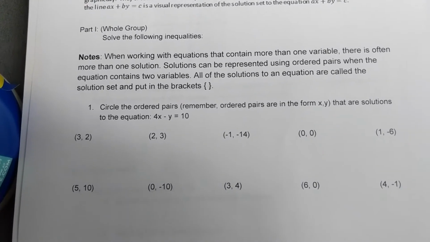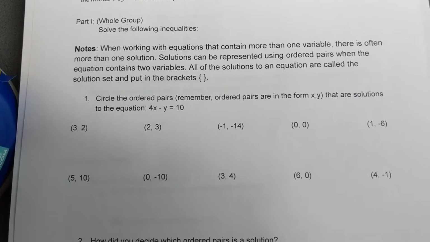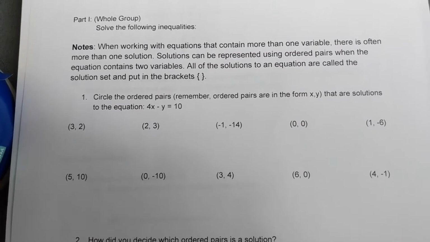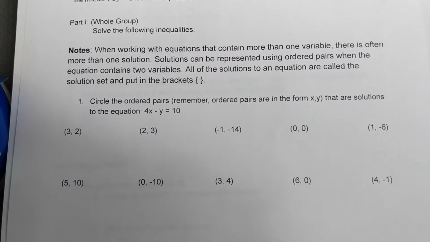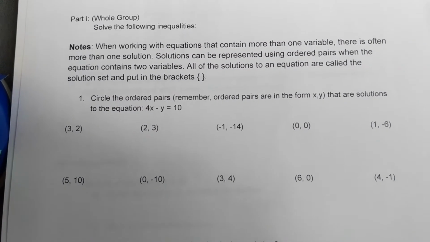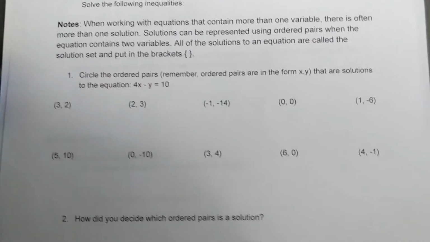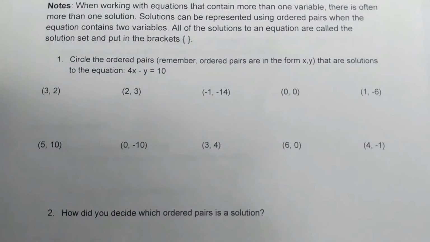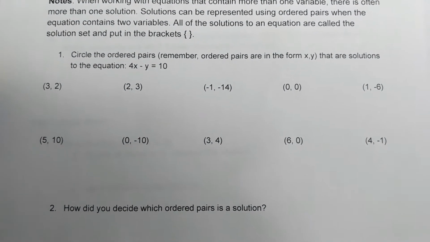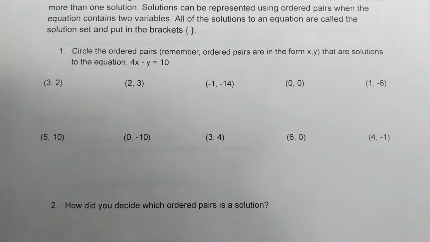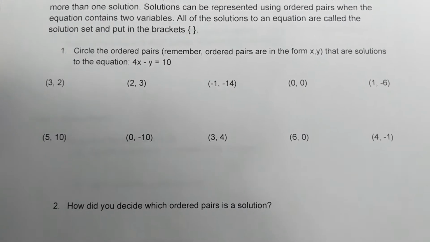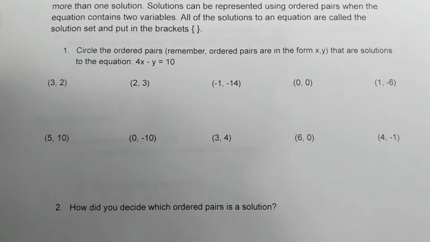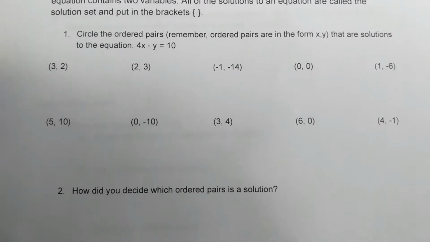So we've talked about the solution set before, we've used those brackets, but now you'll notice we're moving to equations that have multiple variables. So for example, and I know you did a little bit of this last year with Mr. Stork or Mr. Fosnot, we have 4x minus y equals 10. So the ordered pair x comma y would show you the solution. So again, x comma y would be the solution.